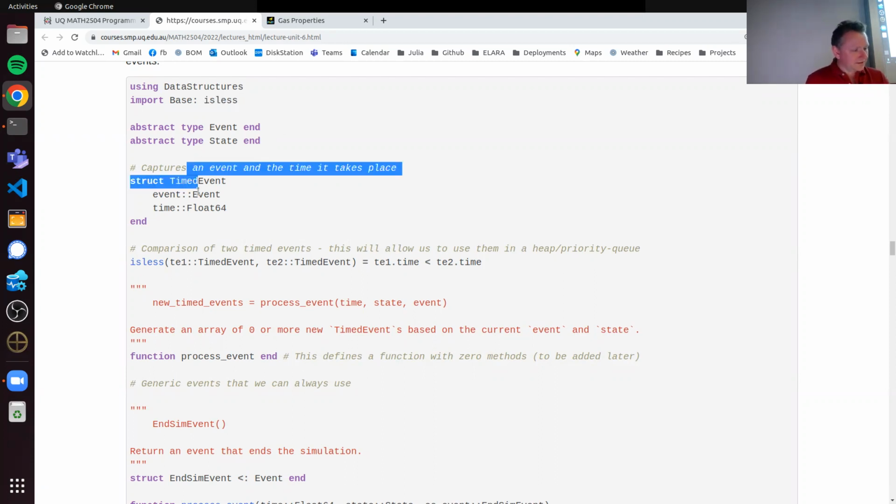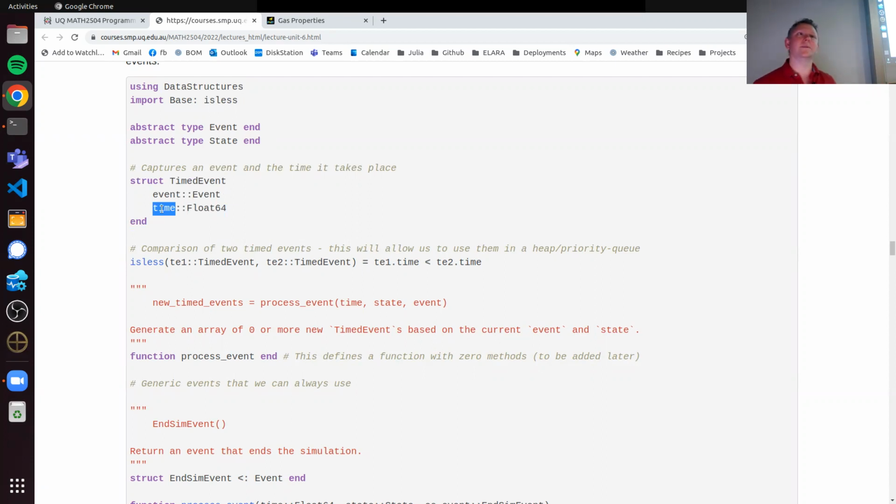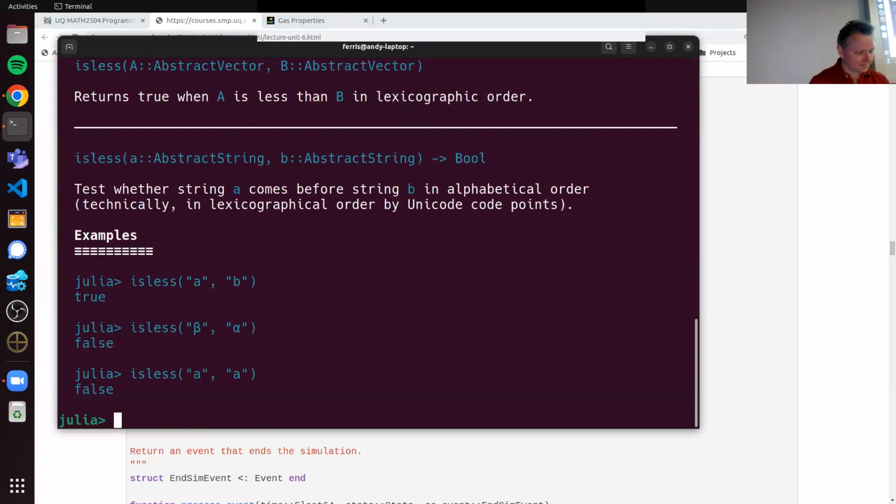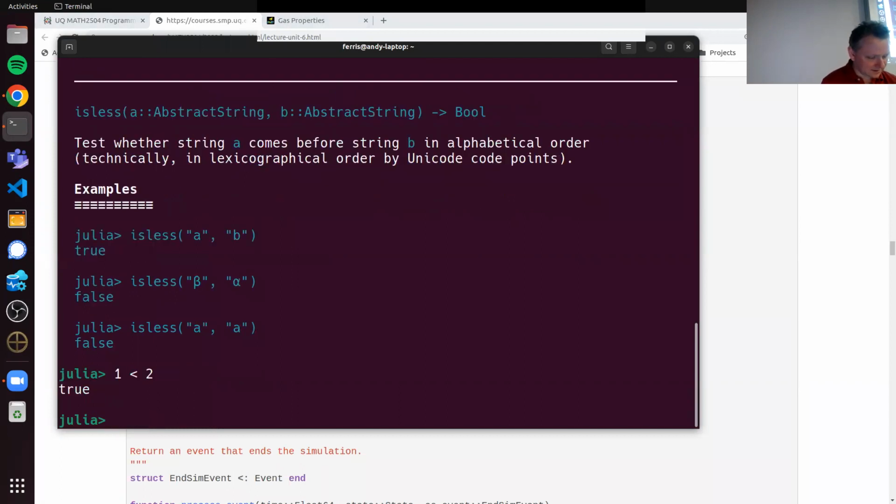We've got events that happen at a time. So a timed event is a struct that has an event at a time, right? So its event is happening, and the time just notes when it's happening. And we're going to overload the inbuilt isLess function. So what is this? This probably has some kind of help. It's very much like 1 is less than 2.